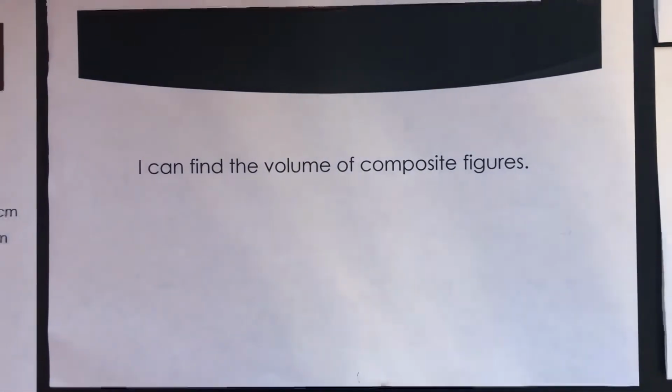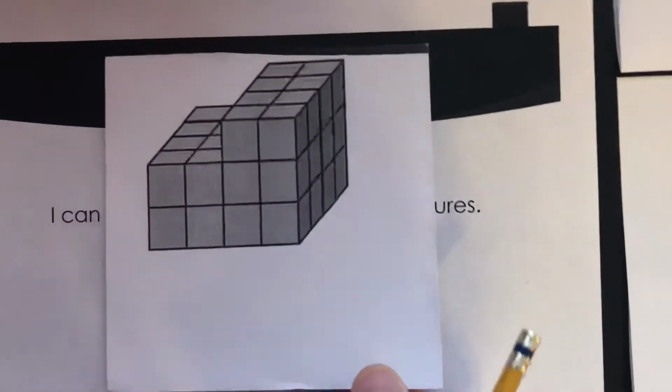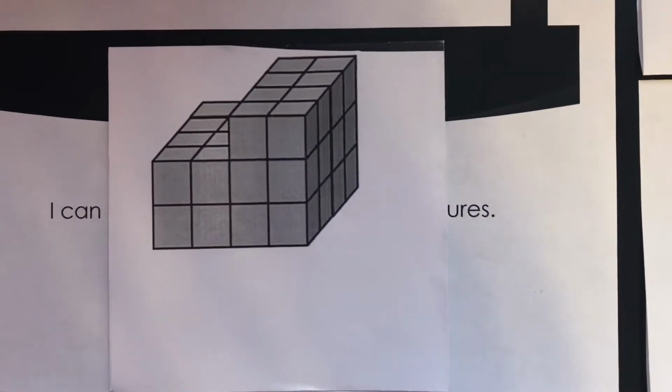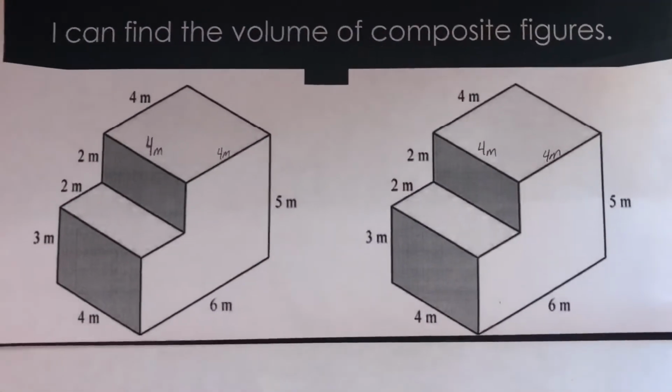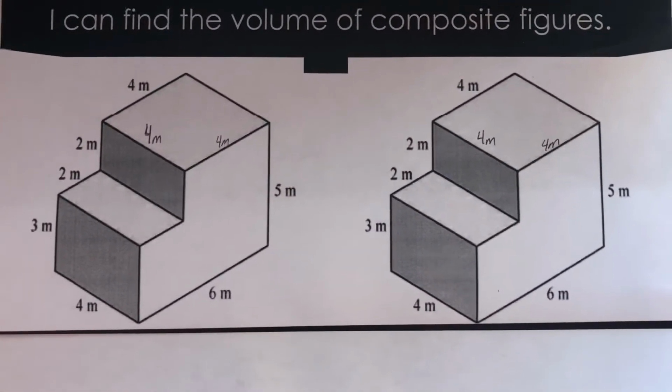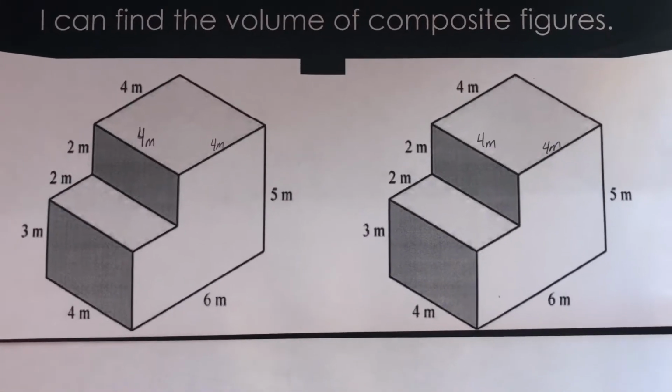For today's lesson, we're going to continue with our same learning target. I can find the volume of composite figures. But remember, we've been working with composite figures where we can see the cubic units. Today, we're going to move into composite figures that look like this. But we want to continue to use our same strategy. Where can we decompose into two or more right rectangular prisms?